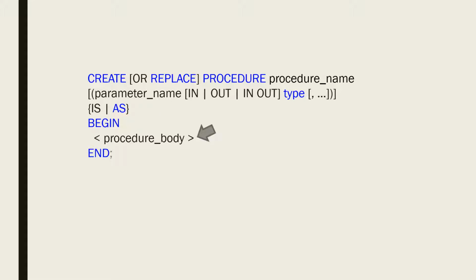The procedure body contains the executable part. This is where the input variables are modified to produce the output variables. The END command should be the last line of a procedure.